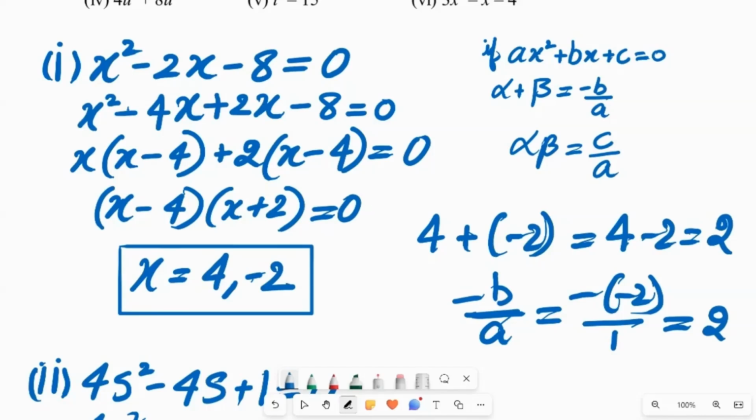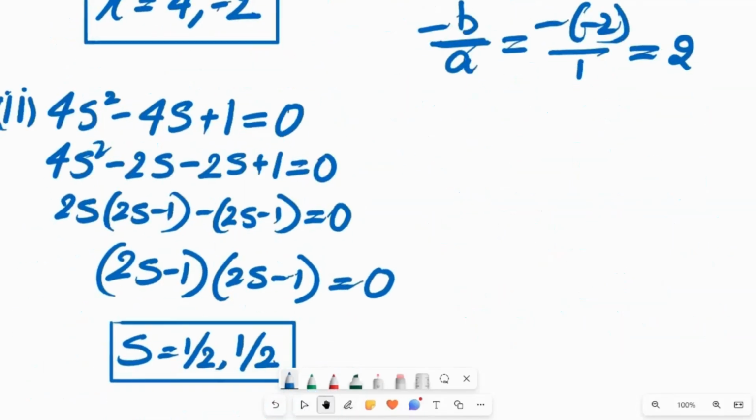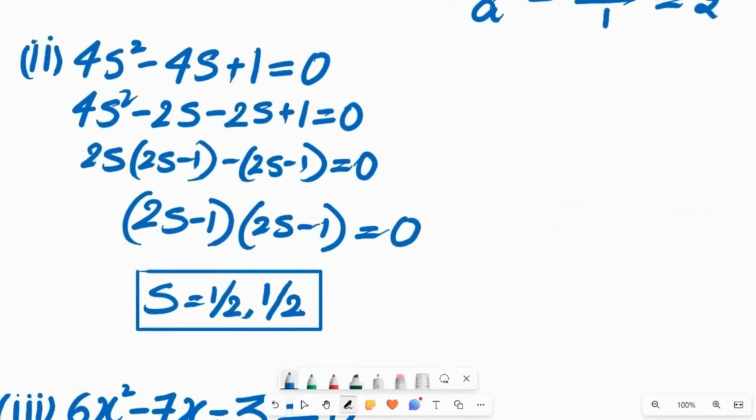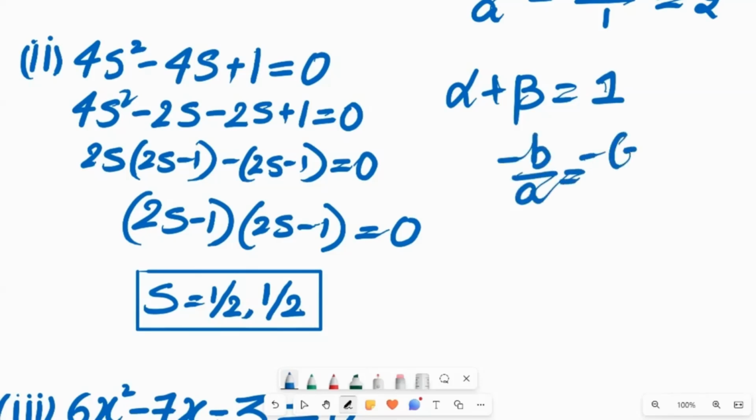And if we check the product of zeros, it is equal to c by a. Product of zeros here is minus 8 and c by a is minus 8 by 1. So product of zeros is equal to c by a. Take the second one, 4x square minus 4x plus 1 equal to 0. Here we get the zeros as 1 by 2 and 1 by 2. Sum of zeros alpha plus beta is equal to 1. And here minus b by a, which is minus of minus 4 by 4, is also 1.